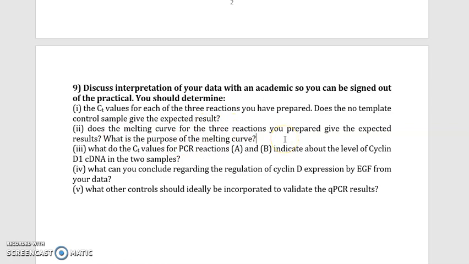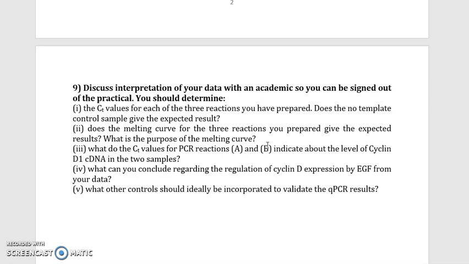Well, the curves that you see actually show us the differences in the initial cDNA in the sample. So you know that we used A and B, where A was our untreated cells and B was our treated cells. So basically, the higher the CT value, it means that more cycles were needed for that sample to actually reach threshold. And that would indicate that actually there is less cDNA in that initial template.